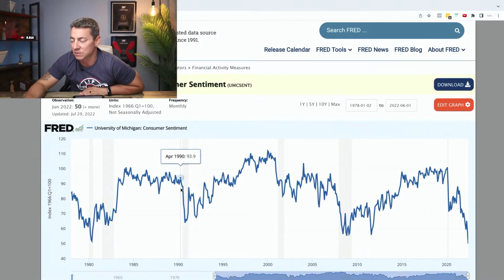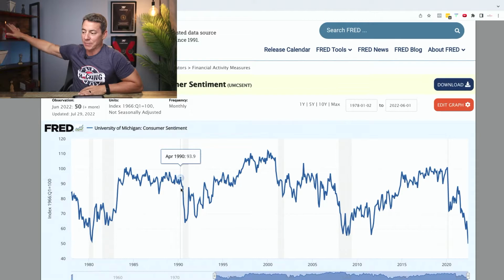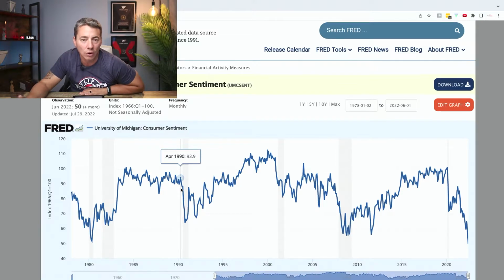So 1990, 1991, we had high interest rates still. We had the savings and loan crisis. And then we also had Iraq invade Kuwait. So if you remember, this is the beginning of our Gulf War and all of the things that happened throughout the 90s for the war on oil. So those are a lot of things that were happening between 1990 and 1991.